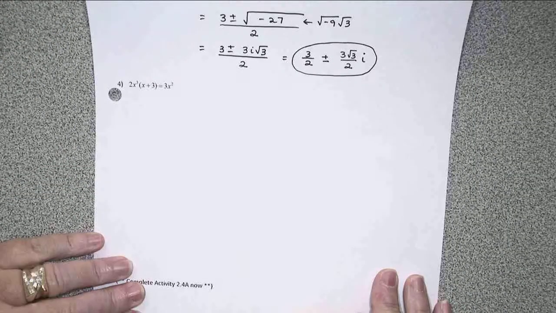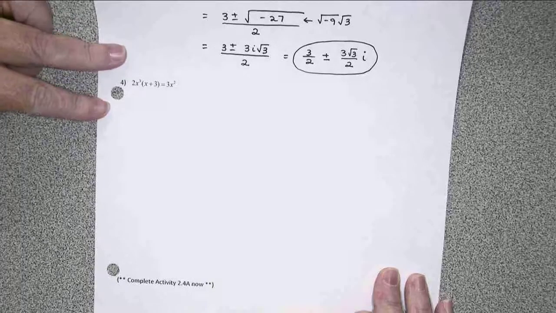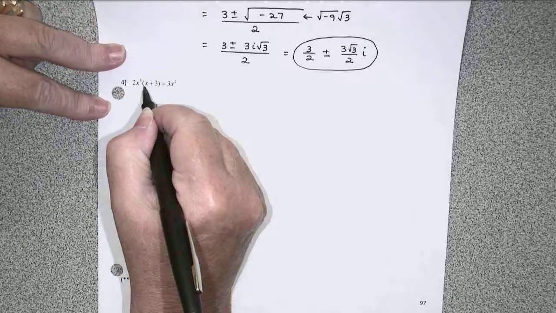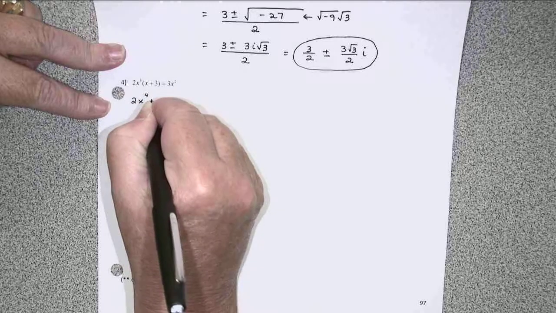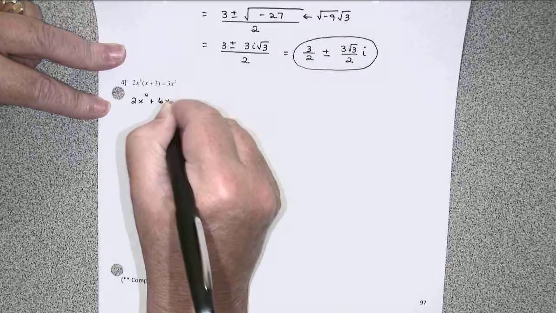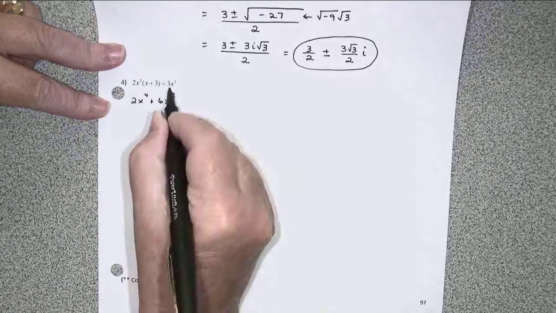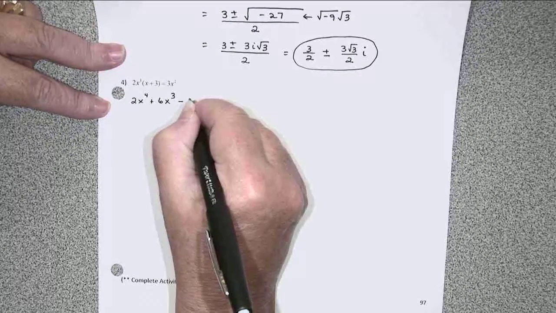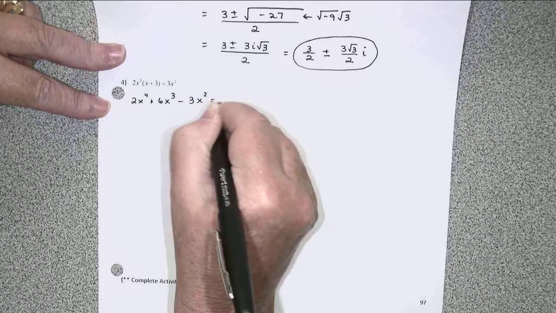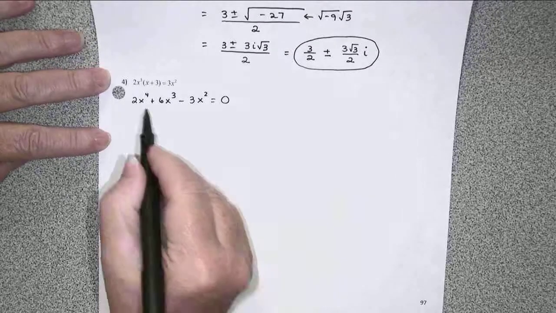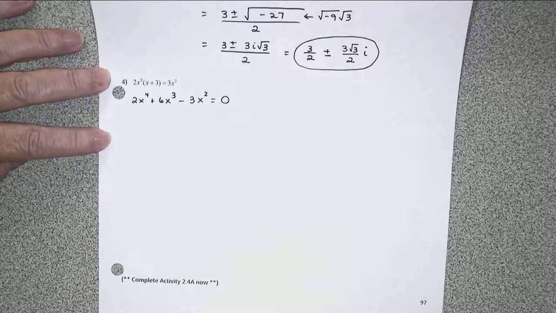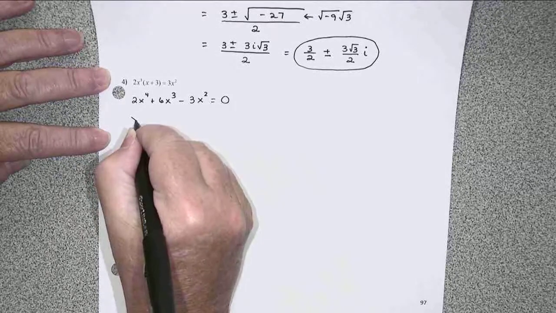The next problem does need some simplifying before we can start to try to factor. I will go ahead and multiply out over here, 2x to the 4th plus 6x cubed. And then we do want this equal to 0, so I'm going to subtract the 3x squared to bring it over. Now my polynomial is equal to 0 and even written in descending order. I'm going to notice on this one I've got a GCF. I could factor out an x squared.